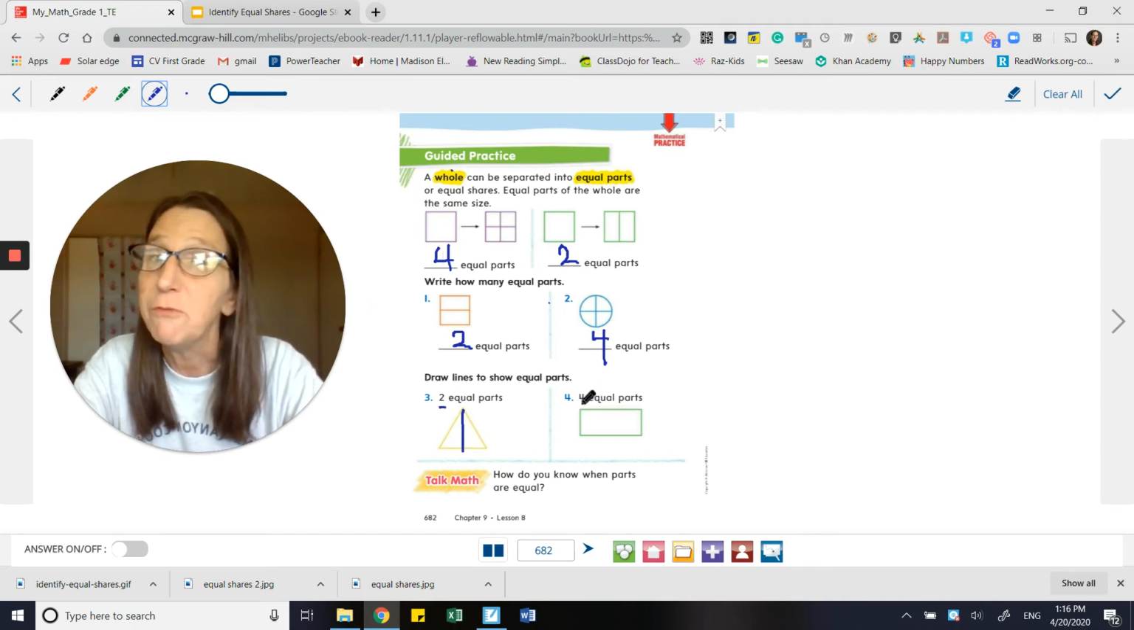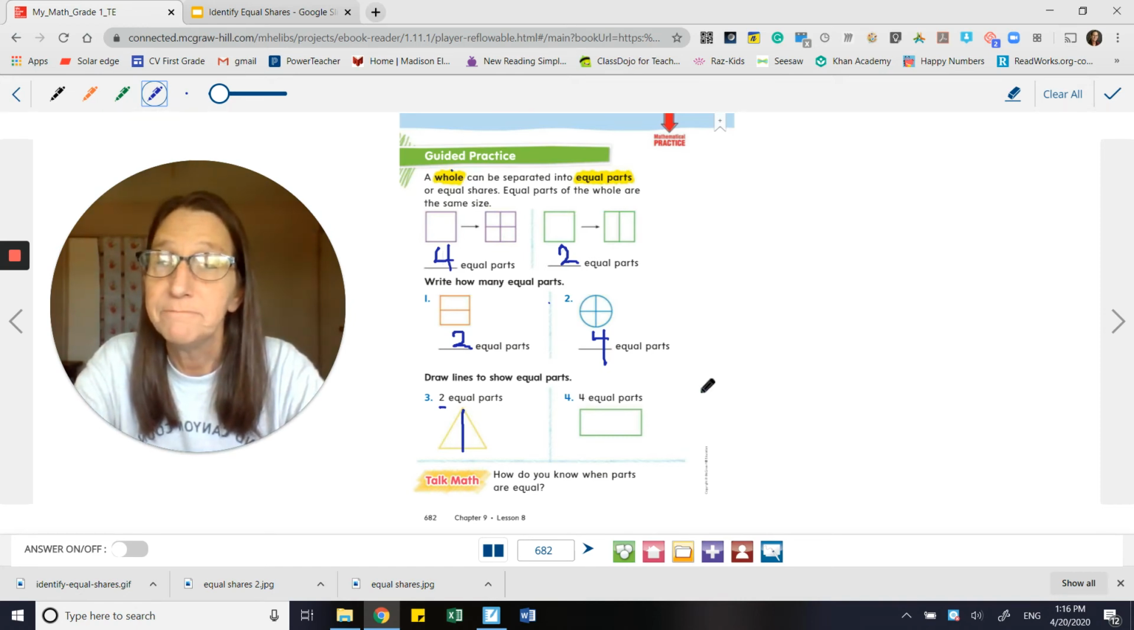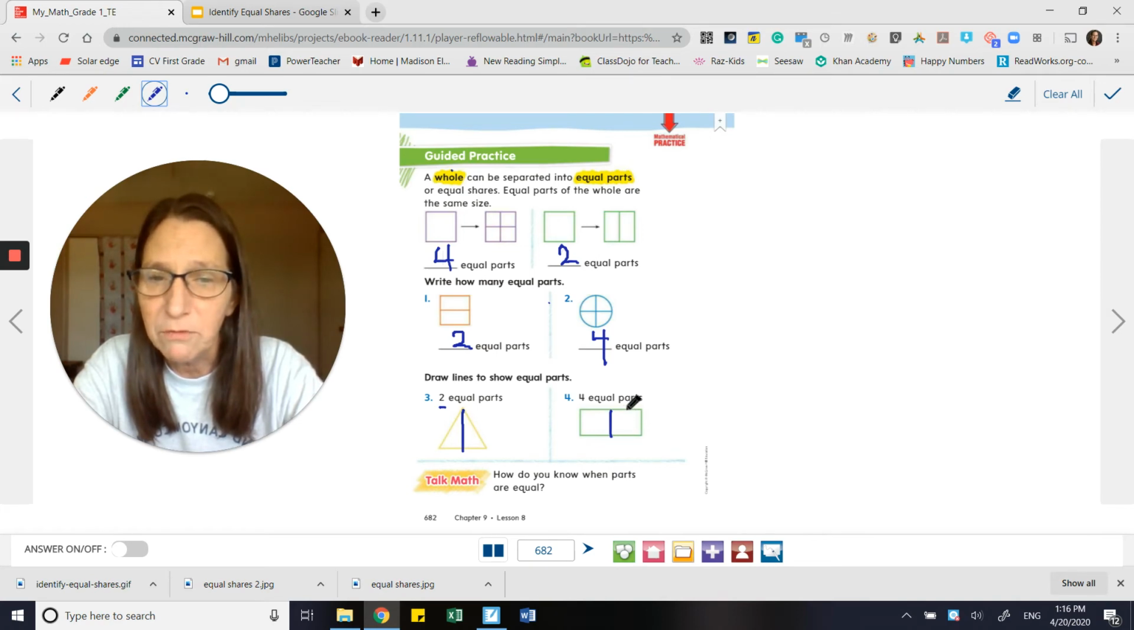Now this one, it wants 4 equal parts. How could I make equal parts? Let's see. I could do the one right down the middle. How should I do my other one? I could put one over here, and I could put one over here, but I have to be really careful to make sure that the parts are equal. Did it work? It did.